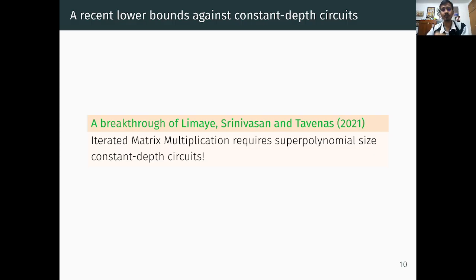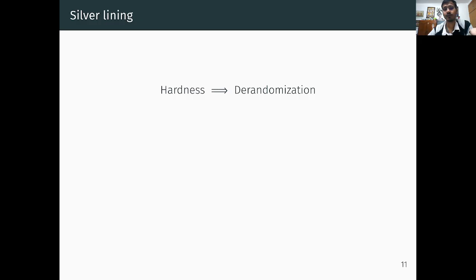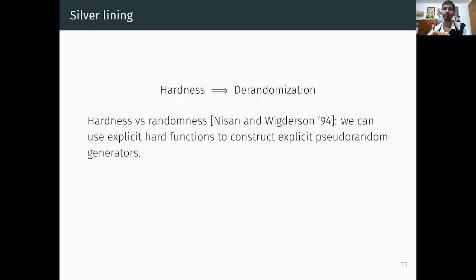against them. This was a result of Nutan Limaye, Srikanth Srinivasan and Sébastien Tavenas, which showed that iterated matrix multiplication, which is an extremely natural problem in algebraic complexity, requires super polynomial sized constant depth circuits. Alright, we are trying to solve an algorithmic problem, and here is a statement which says that you cannot do something, but this is still quite interesting for us because of the following connection from hardness to de-randomization.